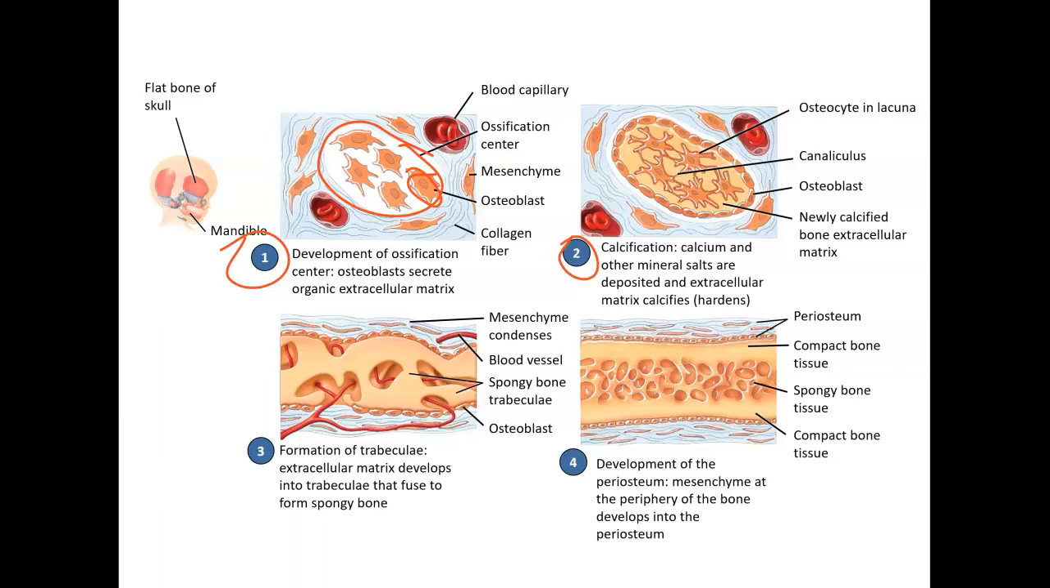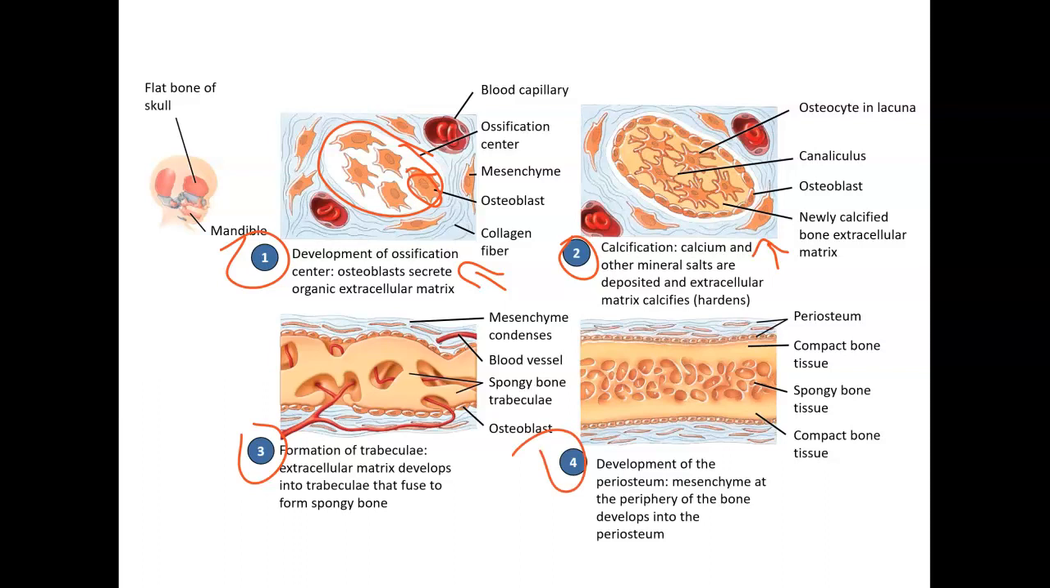Next, you're going to come over and calcification has started to occur. So that calcium and other minerals are then deposited on the extracellular matrix, and it's actually starting to harden. So over the first one, you saw it starting to form. The second one, it has formed and it's starting to harden and fill in. Coming down to the third picture, you have the formation of the trabeculae. That's going to take extracellular matrix, which is going to develop into the trabeculae and then fuse to form that spongy bone. Remember, the spongy bone is going to be found through the center of that flat bone.